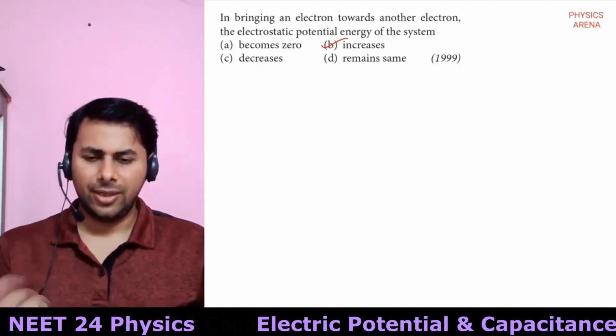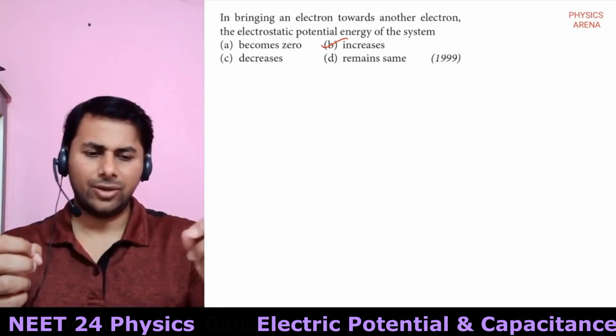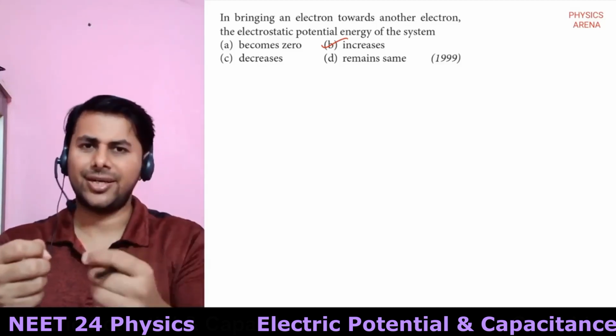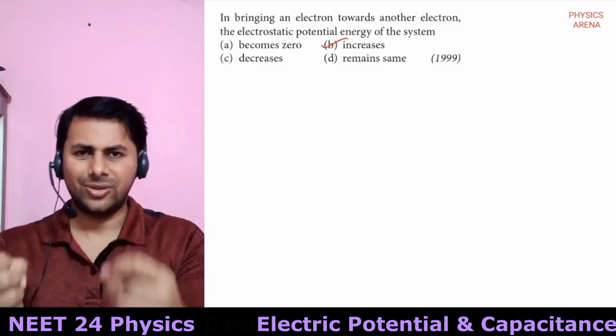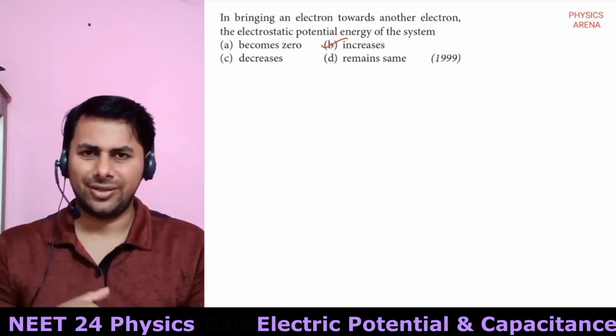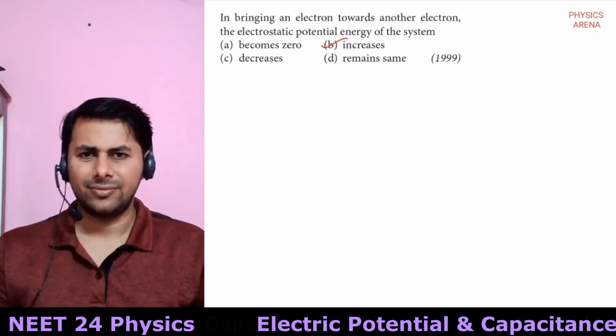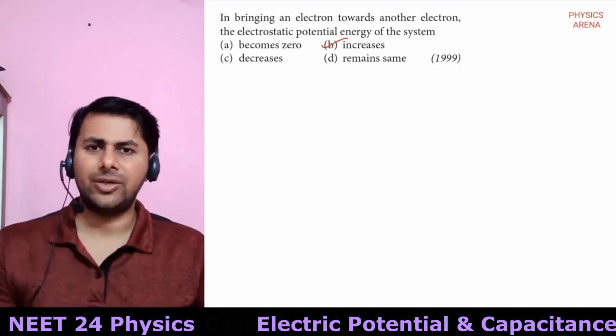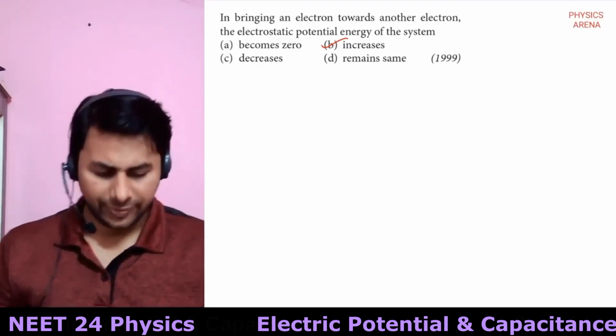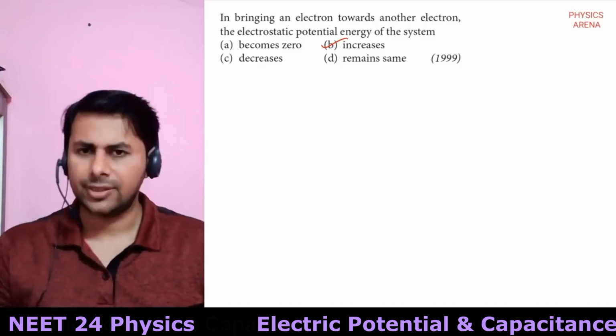right? So if it was a proton and you have an electron, the proton is already attracting it. Now if you want to move it close, you don't have to do work against that system, right? So in that case, the potential energy will decrease. Okay, this is clear.